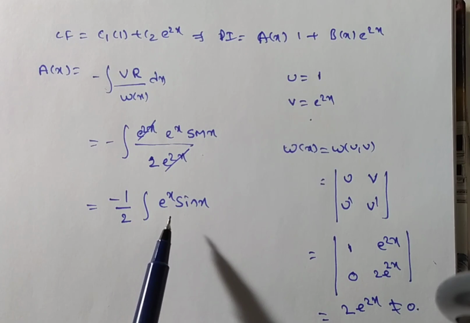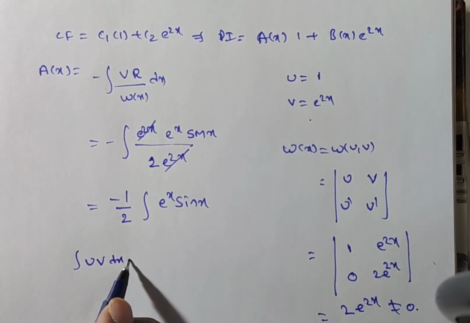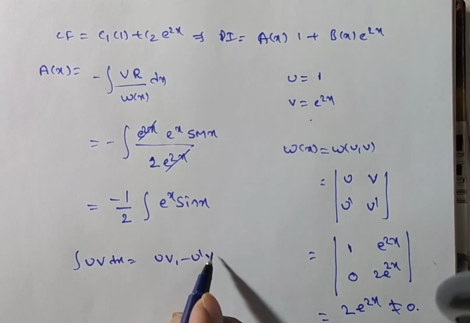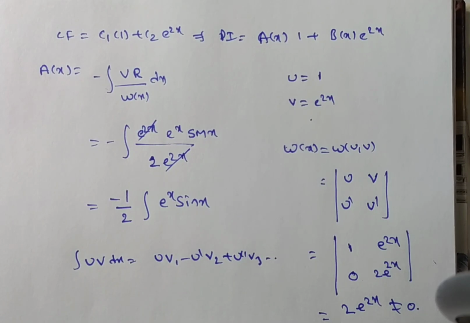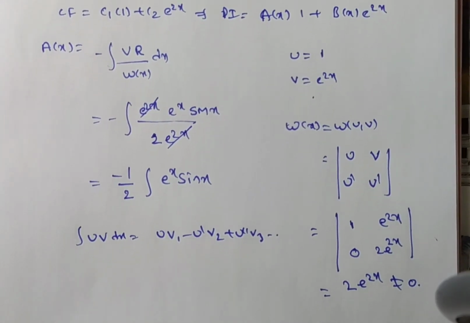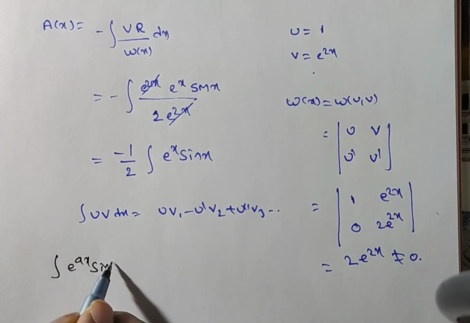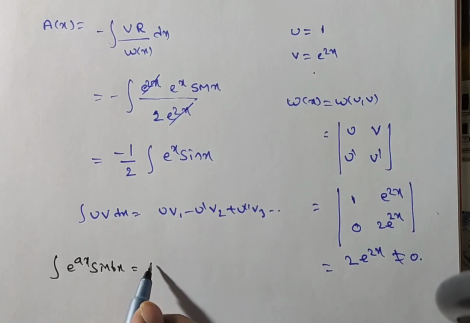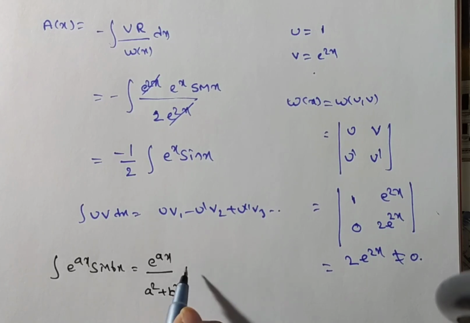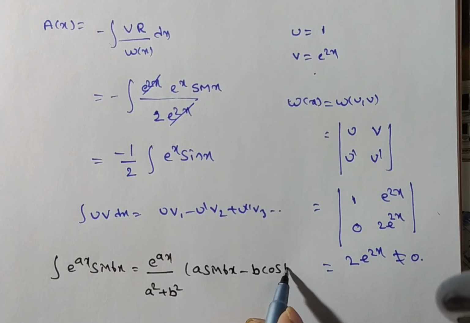So we cannot apply the integral uv rule in this case, because integral uv dx is equal to uv1 minus u dash v2 plus u double dash v3 and so on. So we are going for the formula. What is the formula? Here you see, if the given integration is in the form of e power ax sin bx, then the formula for this is e power ax by a square plus b square into a sin bx minus b cos bx.